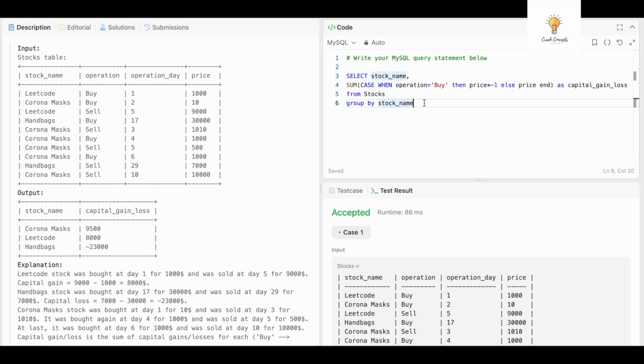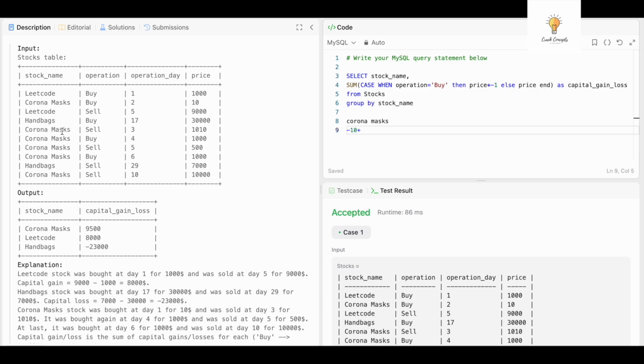Just to explain it one more time, what this query is doing is, first it is picking up stock name, corona mask, and we are grouping it by stock name. Only records that have stock name as corona mask will be picked up now, and summation will happen for those records. So case when operation is buy, so 10, buy, then price into -1. For corona mask buy, so -10 will be over here, and we need to sum it.